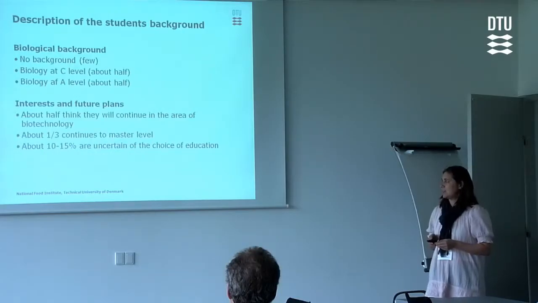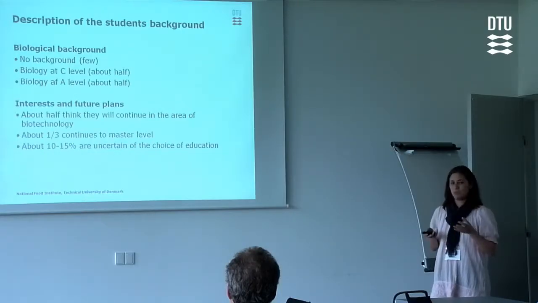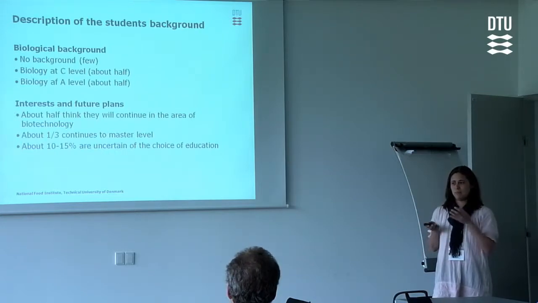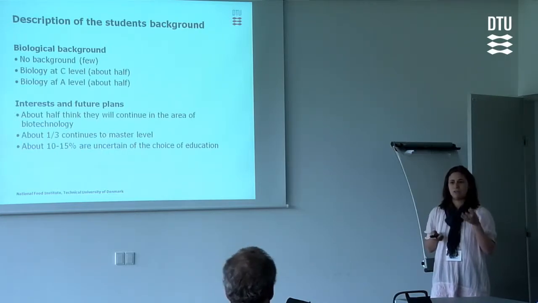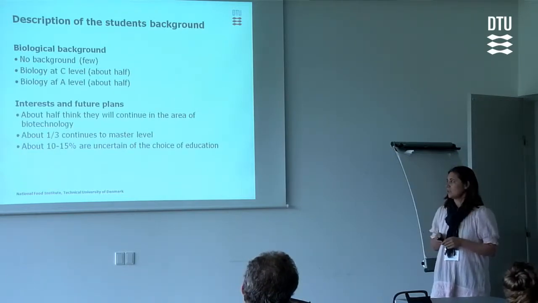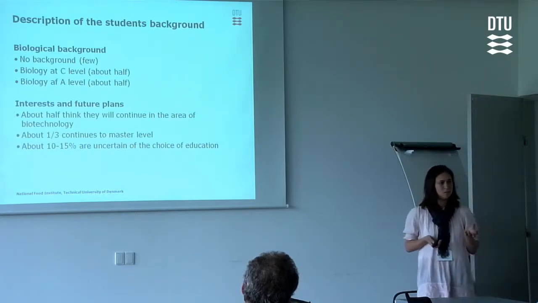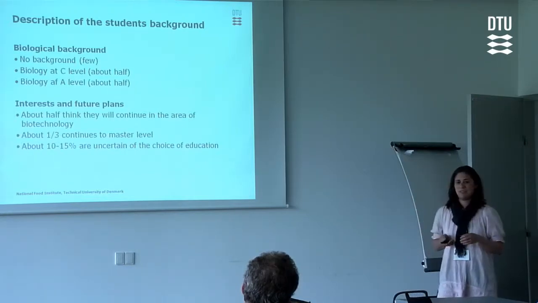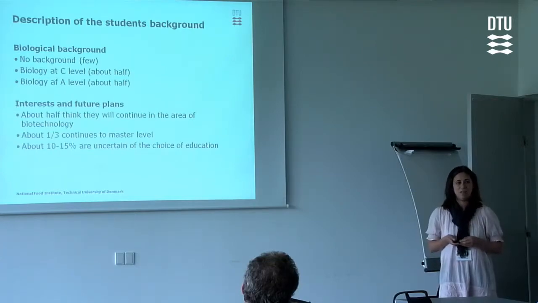Their interests also influence, and their future plans. About half of them think they will continue in the area of biotechnology, which means they are more interested in the topic, whereas one third wants to continue to master level, and maybe they have not found out yet, but we know that about one third continue to the master level, so they are considered to be good students. And then we have, because it's a second semester course, about 10 to 15% that don't even know if they are in the right education. So these are the kind of groups of students.